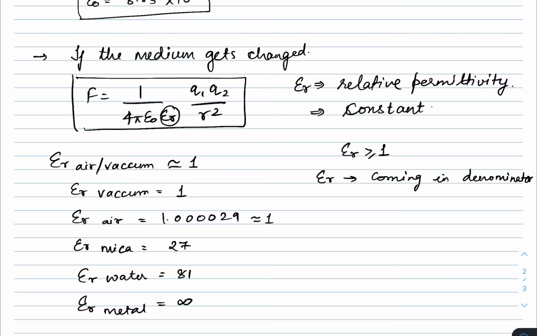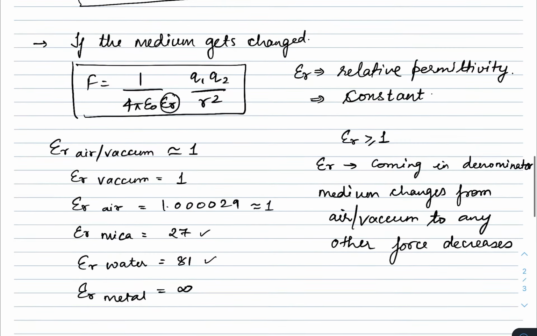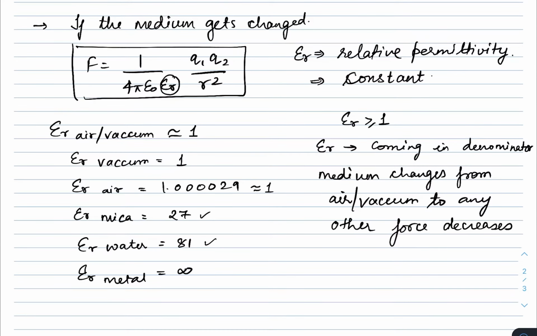That means as the medium changes from air or vacuum to any other, the force decreases. Force decreases, right? So the value of epsilon r basically tells you the amount of force decreased as compared to air or vacuum. So let us take an example.